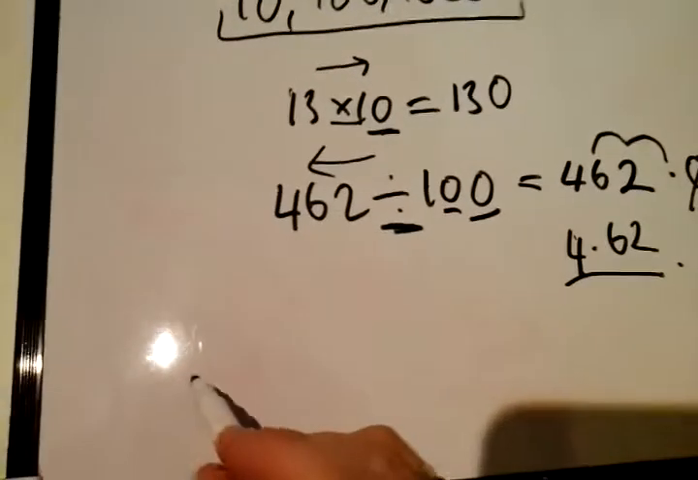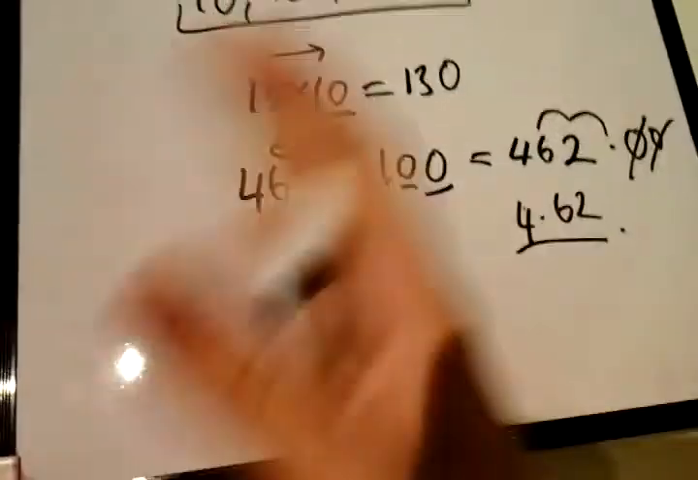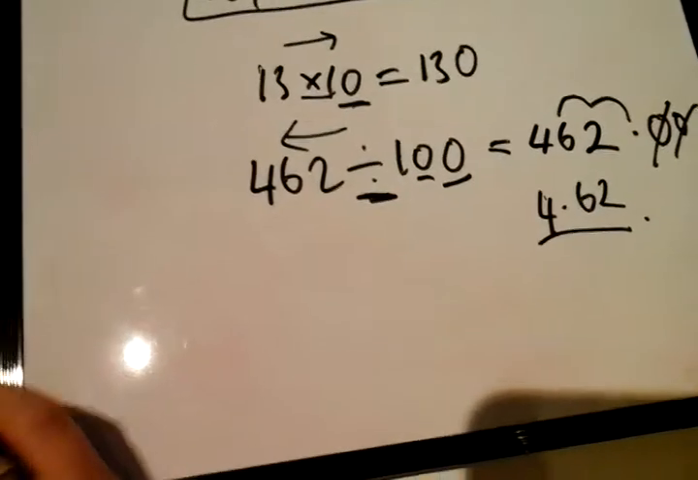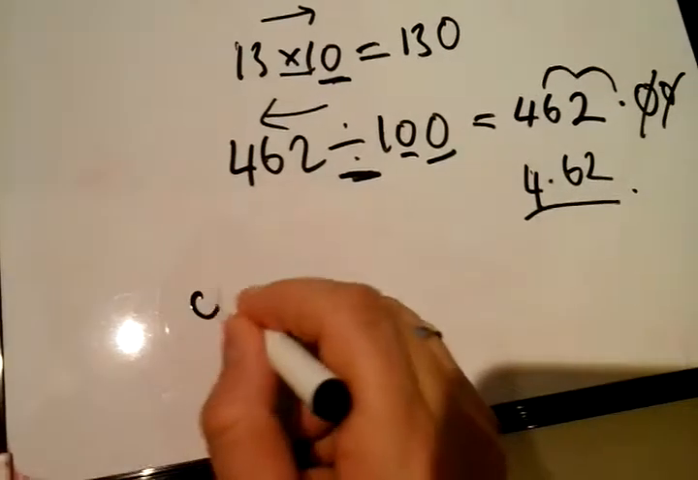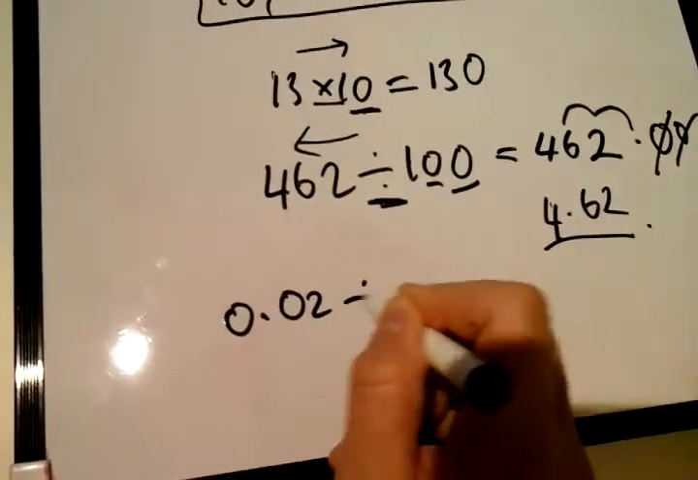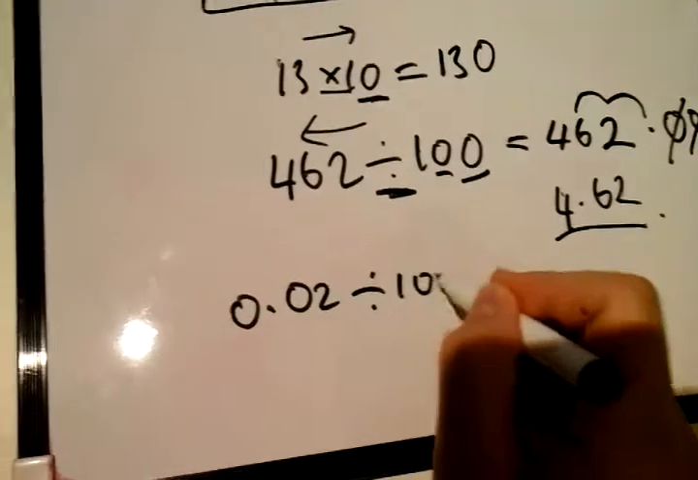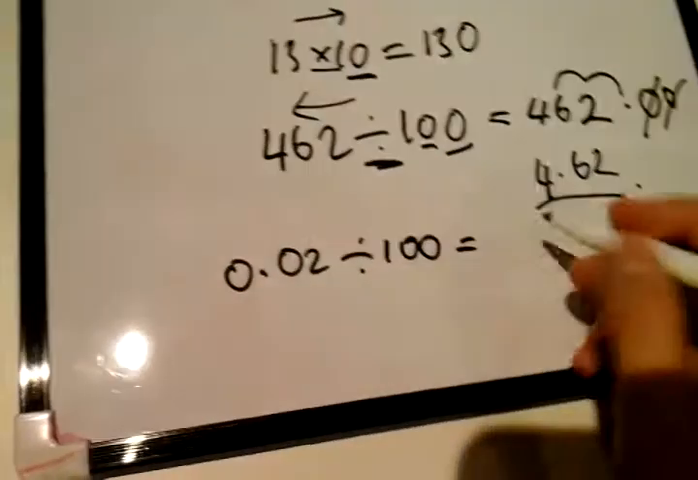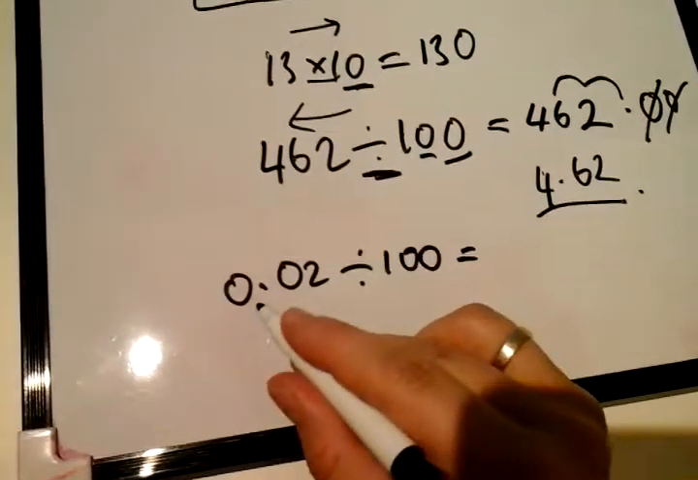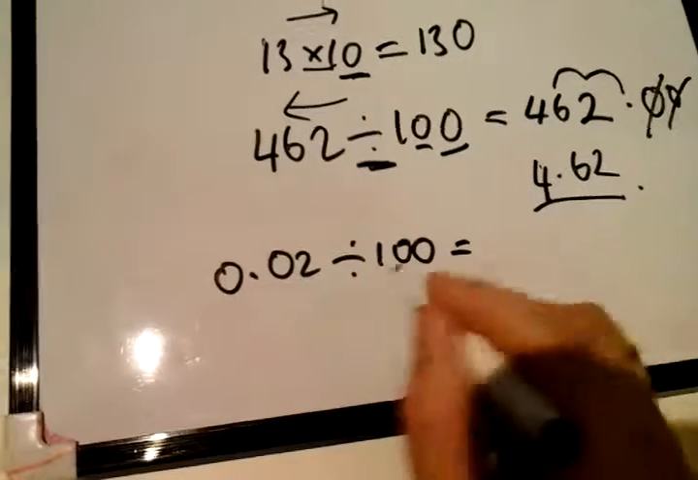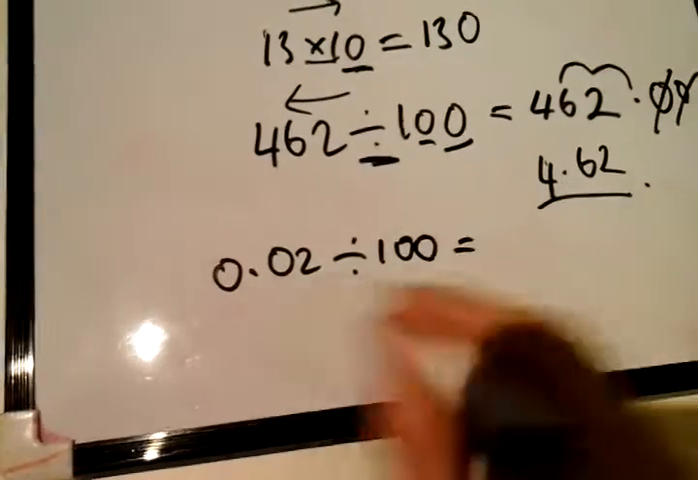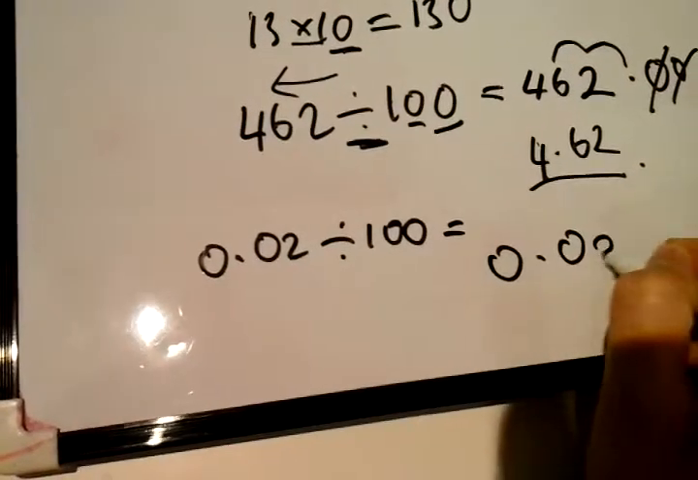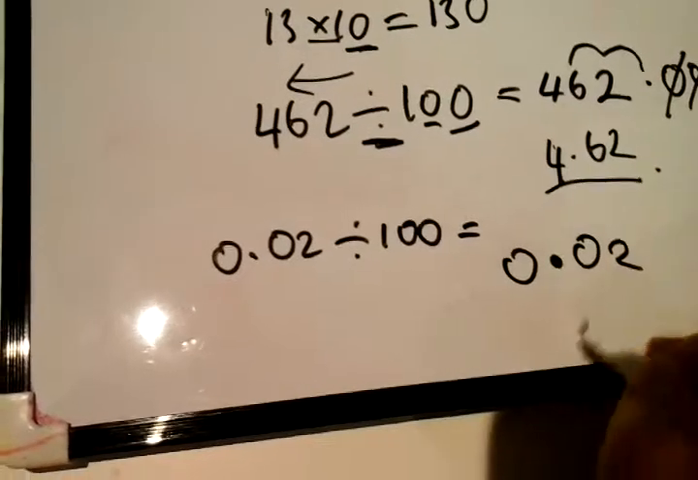Right, let's do another one. It looks difficult, but it's the same process. So we've got 0.02 divided by 100. Okay, so same as division. We're going this way. So write the number down that you're dividing from, so 0.02. Decimal point is here for you already.